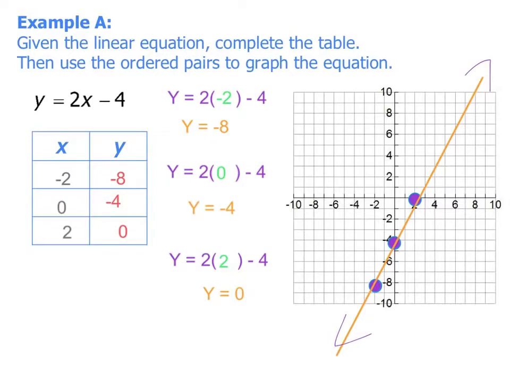Every time that I graph a linear equation, I'm going to draw a line through my points, and I'm going to draw arrows at the end. If you don't draw arrows at the end, your answer will be incorrect. Let's take a look at the next one.